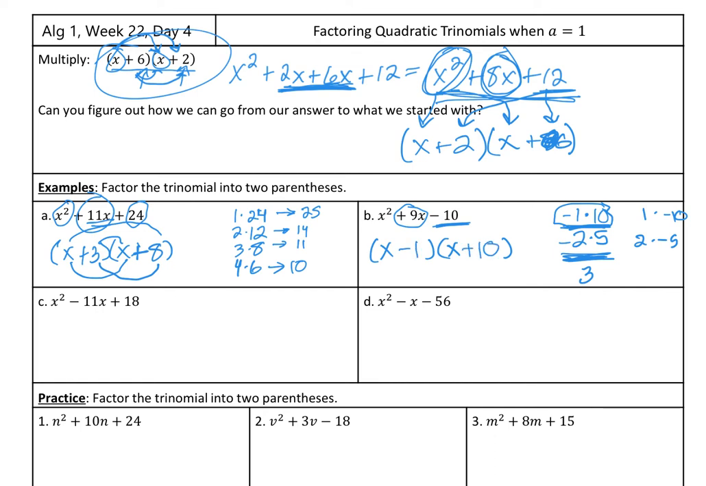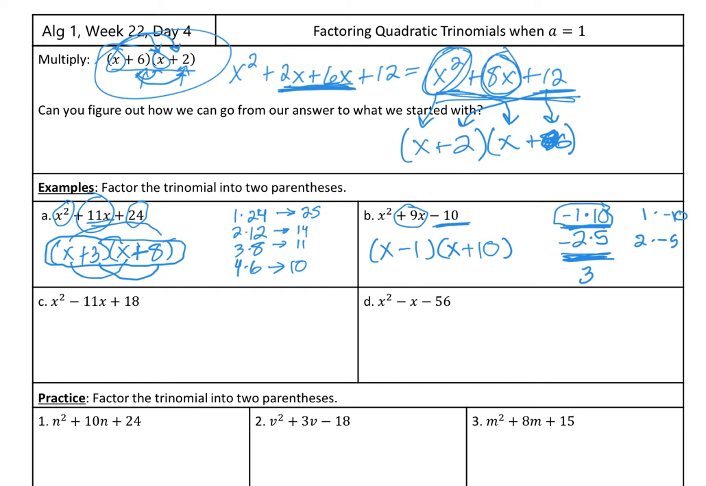By the way, the order of these parentheses does not matter, but it does matter that you have the right sign with the right number. So I wrote x minus 1 times x plus 10, but you could have written it with the x plus 10 first and the x minus 1 second. And that's fine.